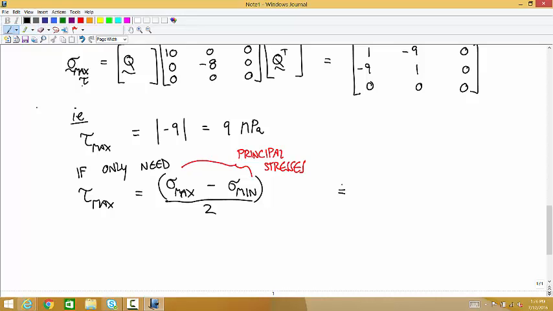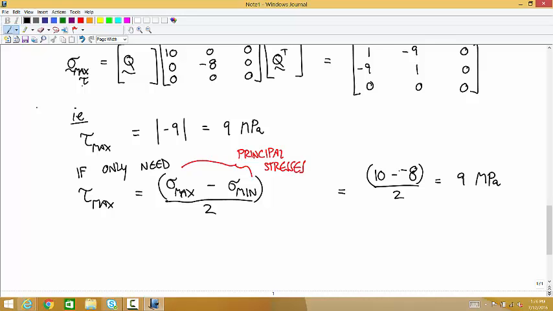So in our case, that would be 10 minus negative 8 divided by 2, which is equal to 9 megapascals. And it gives us the same information as using that rotation matrix. Well, it doesn't give us the stress tensor, which you might need for some reason, but it does give us the maximum shear stress.